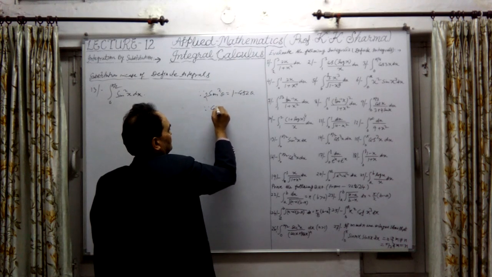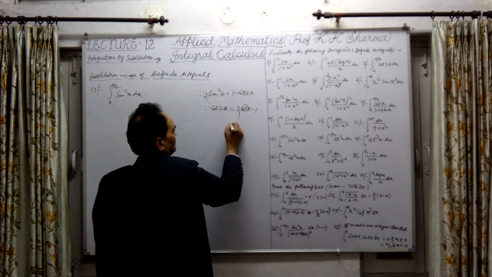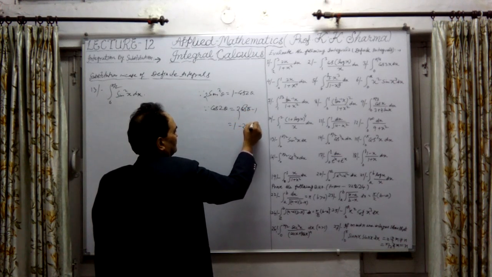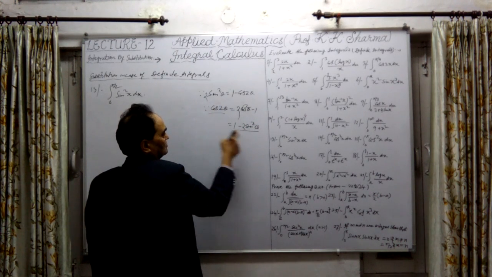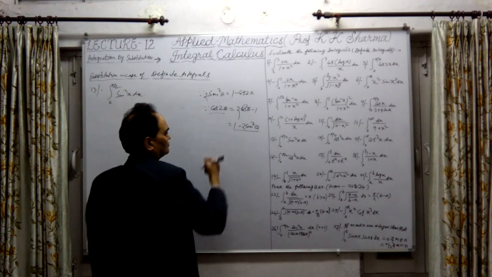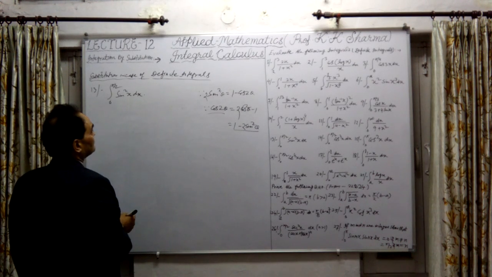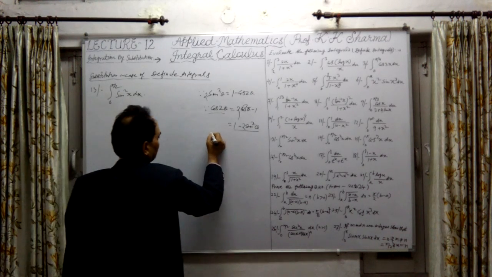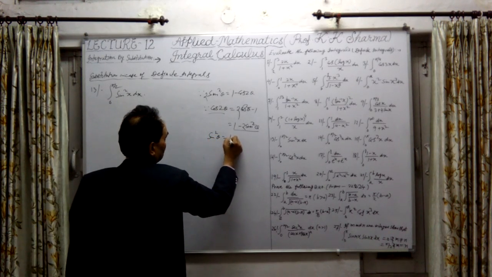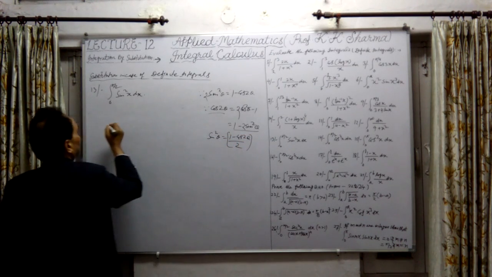Since cos 2 theta, this we have discussed a lot: 2 cos square theta minus 1 or 1 minus 2 sine square theta. From this formula, we take this 2 sine square theta to this side and cos 2 theta to that side, so 1 minus cos 2 theta equals 2 sine square theta. Dividing by 2, sine square theta equals 1 minus cos 2 theta upon 2. This is the value here.